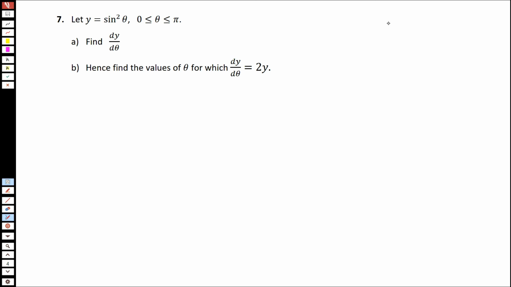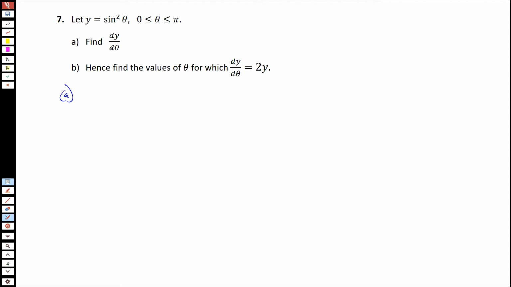In number 7, we are required to find the derivative of this function and then find the values of theta for which this function is equal to 2 multiplied by the same function. So anyway, what we shall start with is finding the derivative of this function.